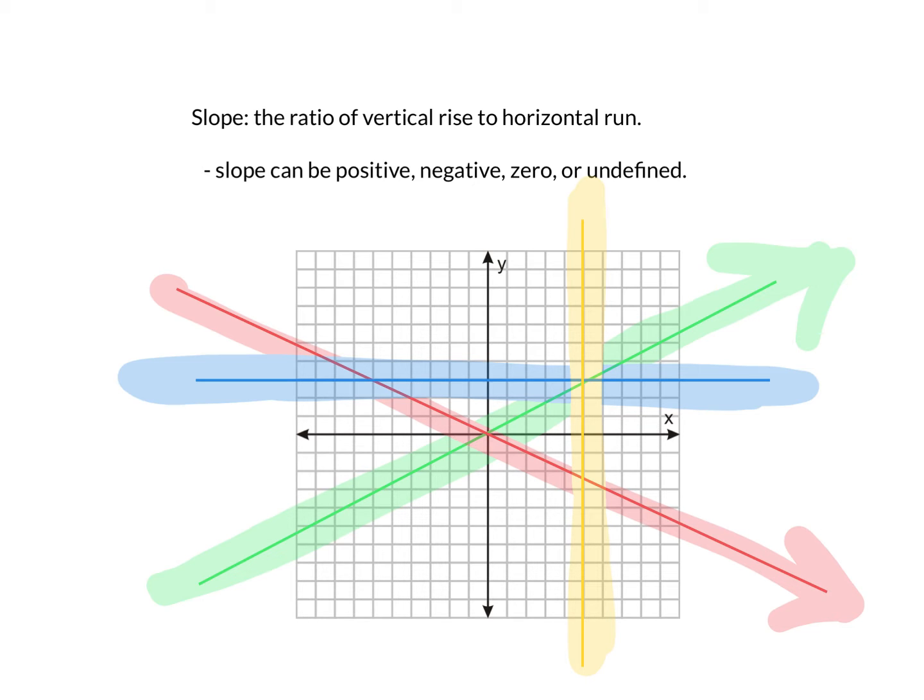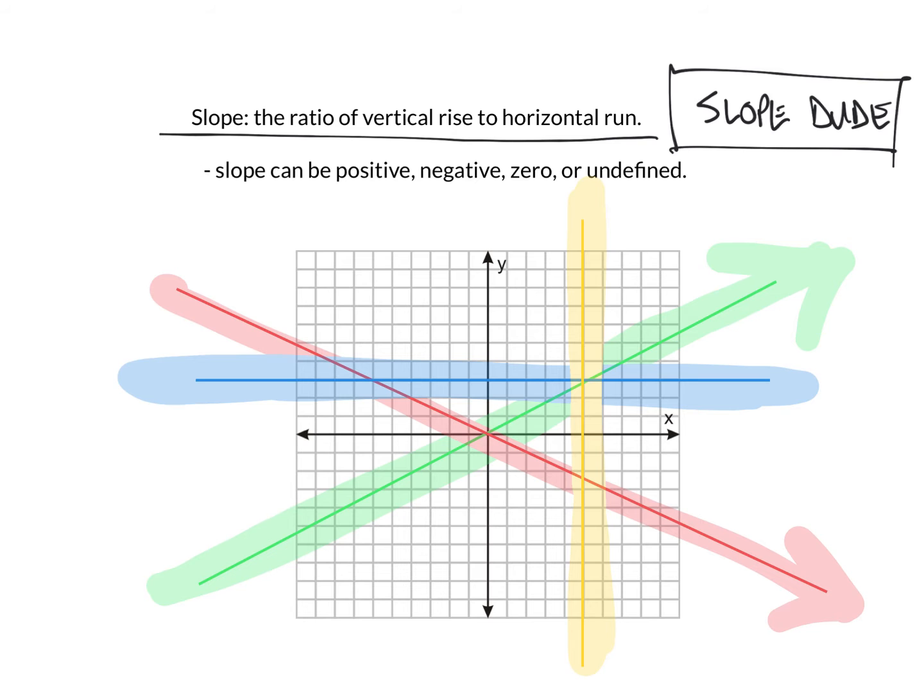To help you remember that, I suggest that you Google Slope Dude. There's a great video on YouTube called Slope Dude. Check it out. Now, we like to define slope as the ratio of vertical rise to horizontal run.